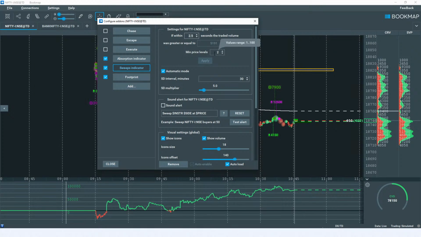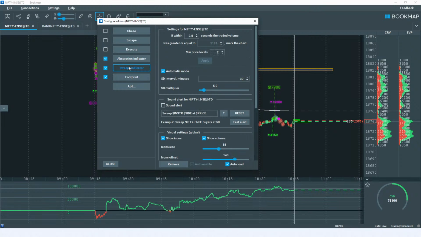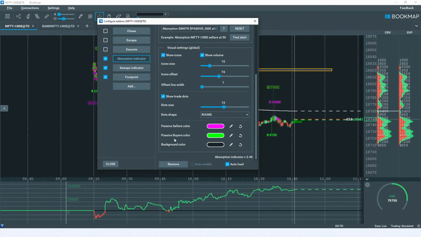But the main difference here is the minimum price levels. Earlier, for the absorption indicator, we were looking for the condition at one specific price level. But for the sweep indicator, we are looking for a minimum of two price levels. That means a minimum of two levels, 18,001, 18,002. Within that, if the number of orders that we have mentioned here is exceeded, at that particular point of time, it will identify it as a sweep. Basically, when the absorption indicator happens at one particular price level, our software identifies it as an absorption. So someone is passively buying or someone is passively selling. That's what the setting says. You can see passive seller color, passive buyer color.